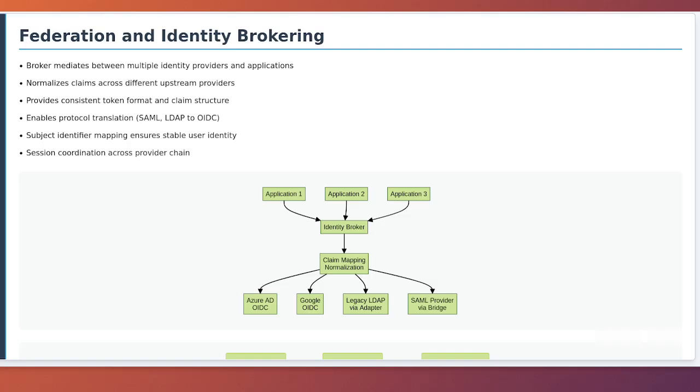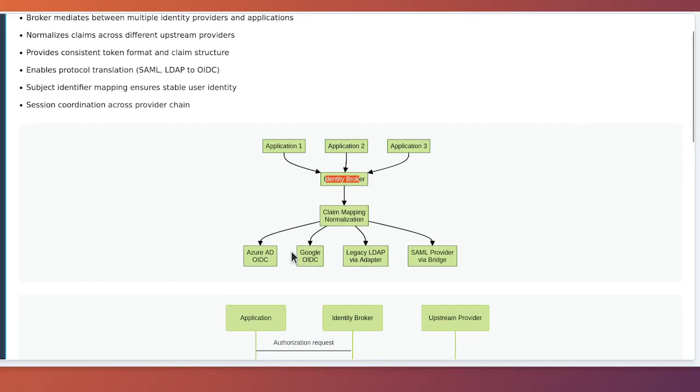Identity federation allows users to use credentials from one organization to access resources in another, while identity brokering positions an intermediate provider that translates between different protocols or federates multiple identity sources. Identity brokering involves an OpenID provider that does not maintain its own user credentials, but instead delegates authentication to one or more upstream identity providers.